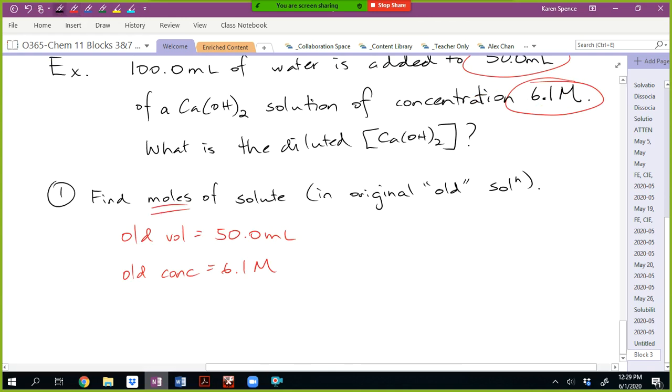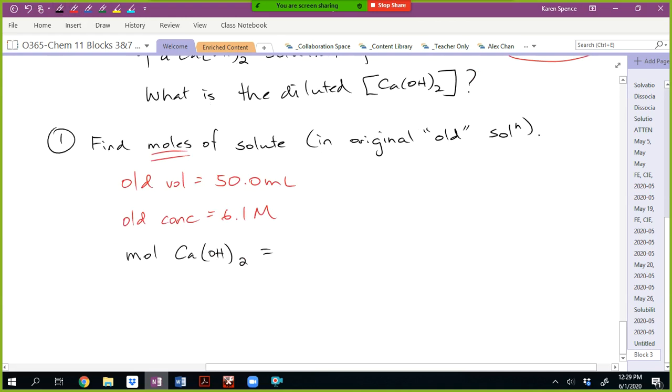Can we find moles using those numbers? Why, yes we can. Moles of calcium hydroxide equals, we'll take our 50 milliliters. Now we have to convert it into liters first. Oh, and don't forget, that means 6.1 moles per liter of calcium hydroxide. And 50 milliliters, we need to move our decimal place 3 places over to the left, which will give us a volume of 0.0500 liters.